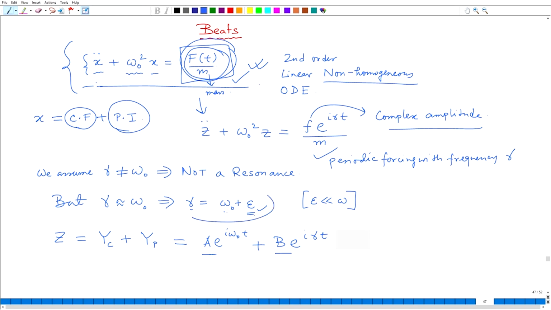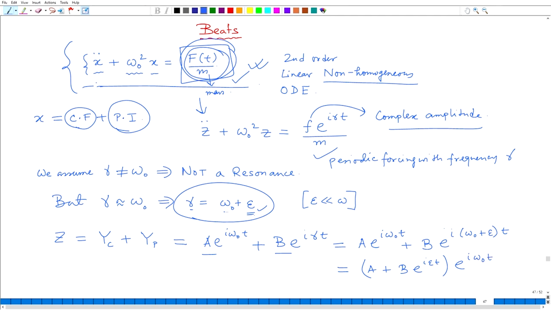If I have this relation gamma equal to omega 0 plus epsilon, I can write the first term as A e to the power i omega 0 t, and the second one I can write as B e to the power i times omega 0 plus epsilon times t, which is B e to the power i epsilon t times e to the power i omega 0 t.